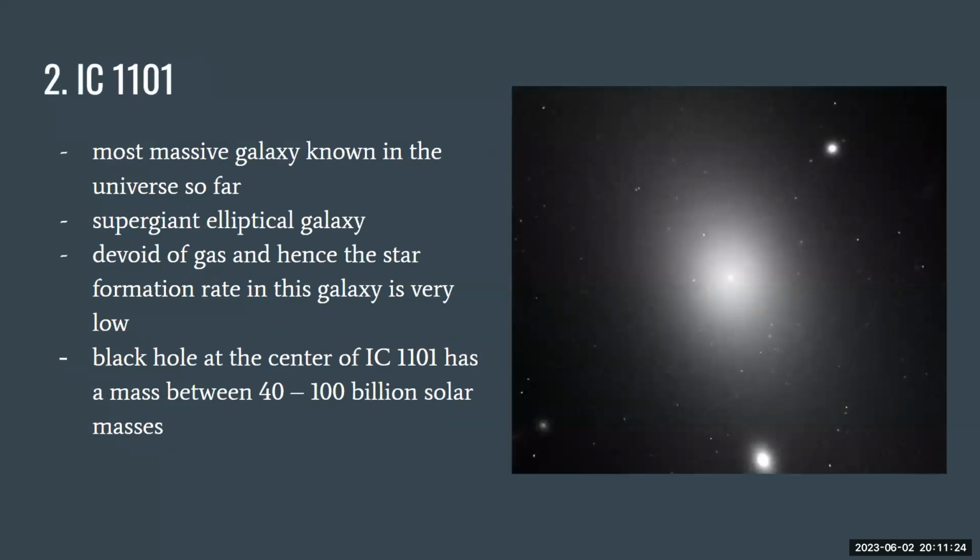And the second one is the most massive galaxy known in the universe so far, a supergiant elliptical galaxy. It's so devoid of gas that the star formation rate in the galaxy is very low. And the black hole at the center of IC 1101 has a mass between 40 and 100 billion solar masses.